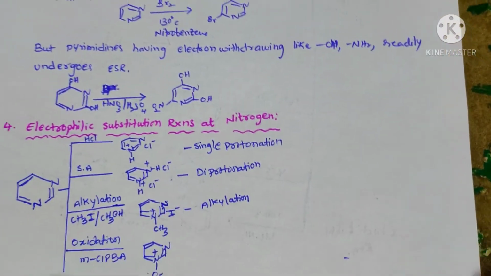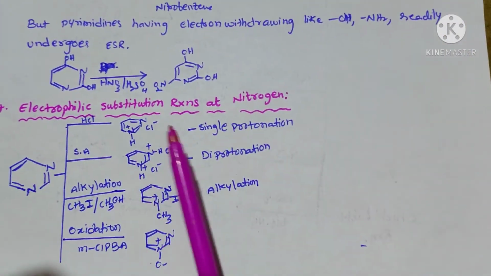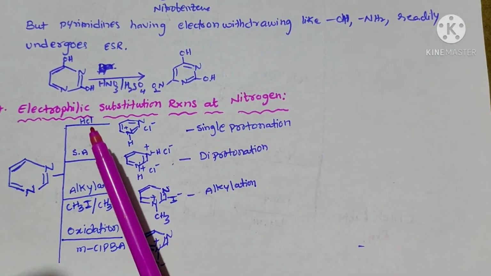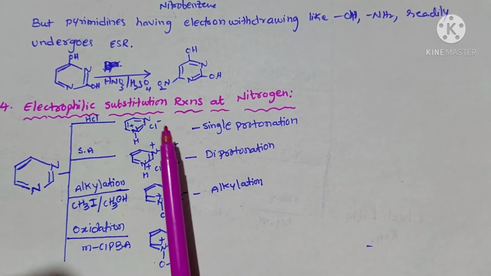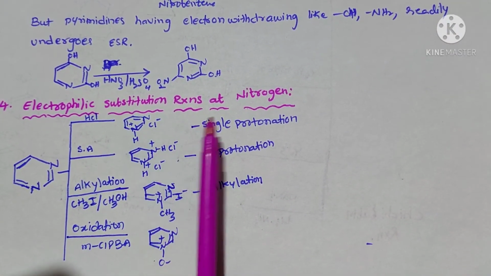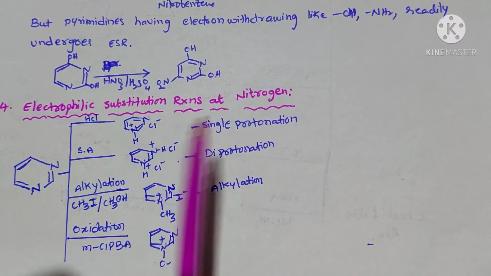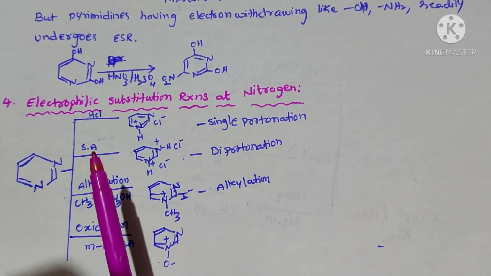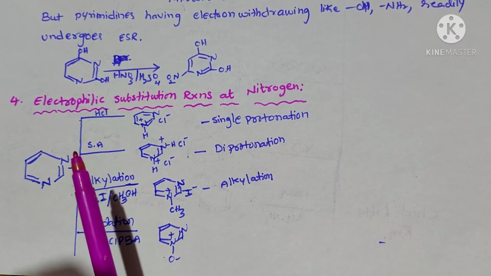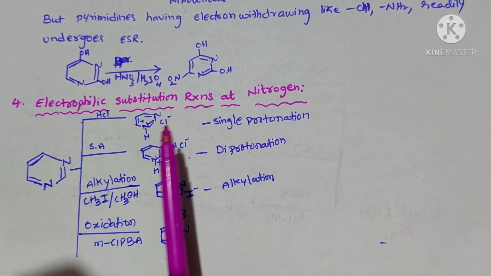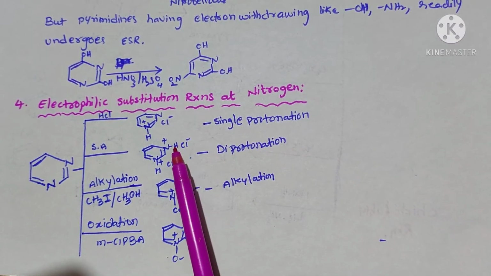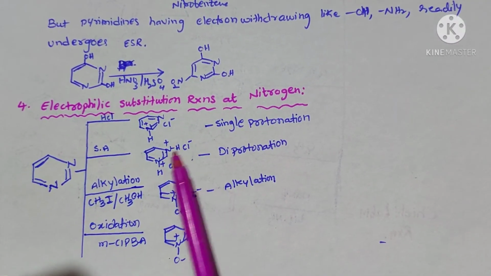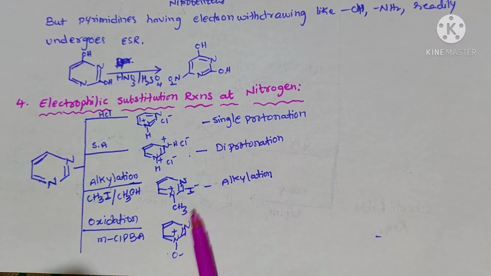Now we go for the electrophilic substitution reactions that occur at nitrogen. This is the reaction with acid. This is dilute acid. So when we use dilute acid, only one protonation, or monoprotonation, occurs. And whenever we use very concentrated acids, then diprotonation occurs. Diprotonation means protons will be substituted on the two nitrogen atoms. This is known as the diprotonation.